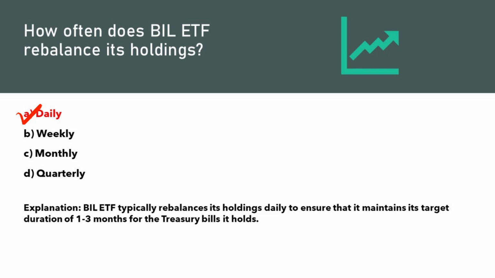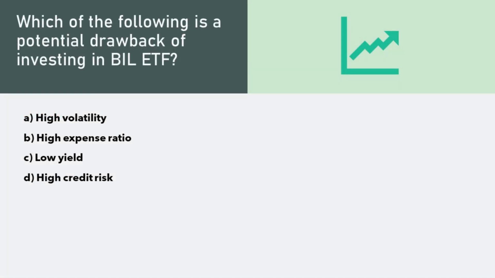Answer: A. Daily. Explanation: BIL ETF typically rebalances its holdings daily to ensure that it maintains its target duration of 1 to 3 months for the Treasury bills it holds. Which of the following is a potential drawback of investing in BIL ETF?